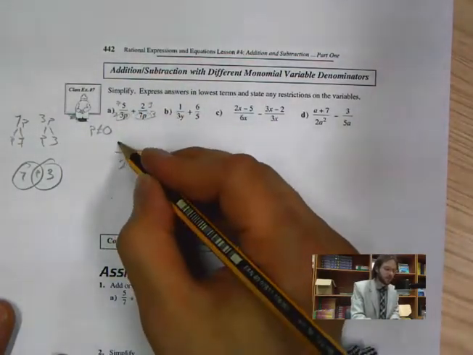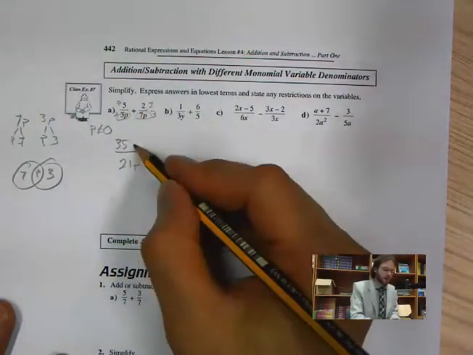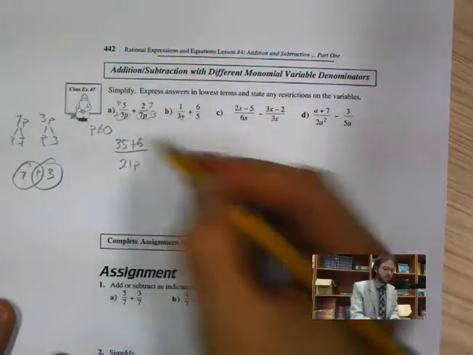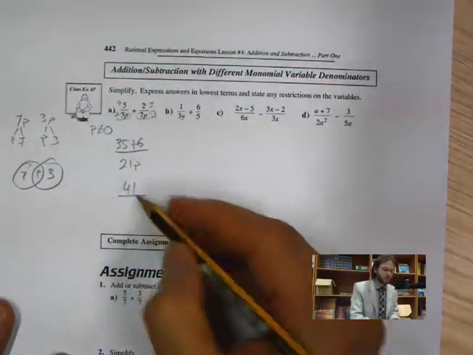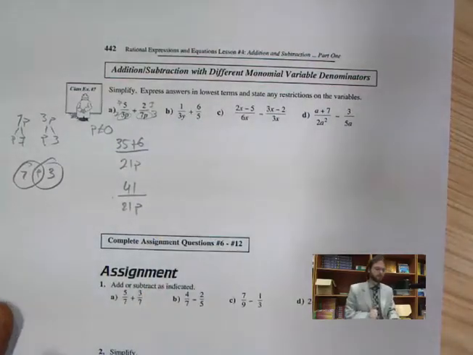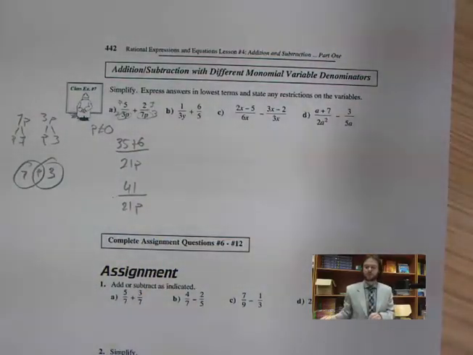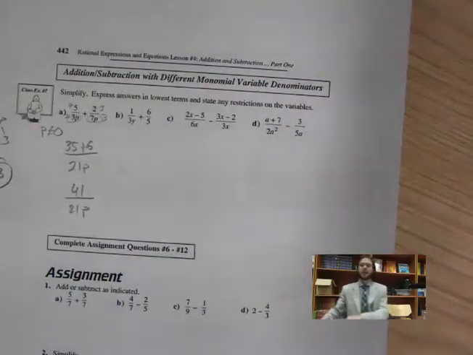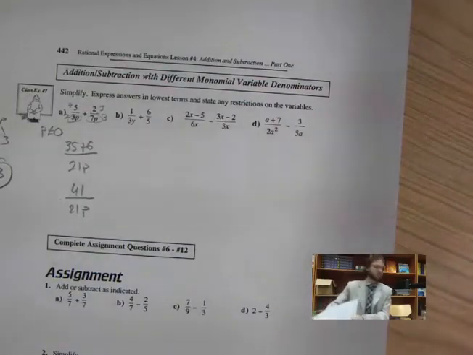7 times 5 is 35. And we plus 3 times 2 is 6, which gives me 41 all over 21p. There's my answer. Okay? Let's take a look at our next one.